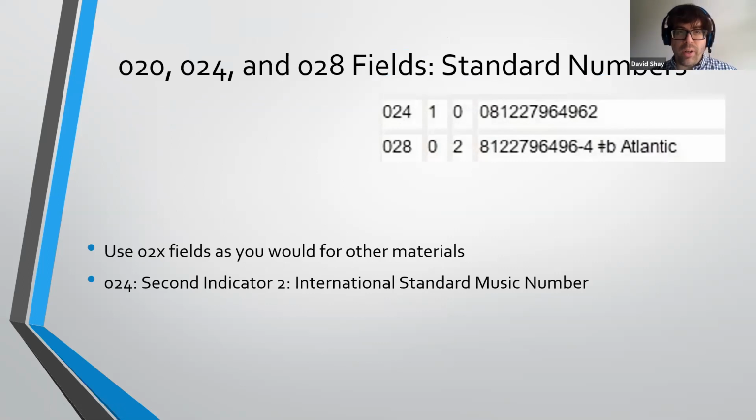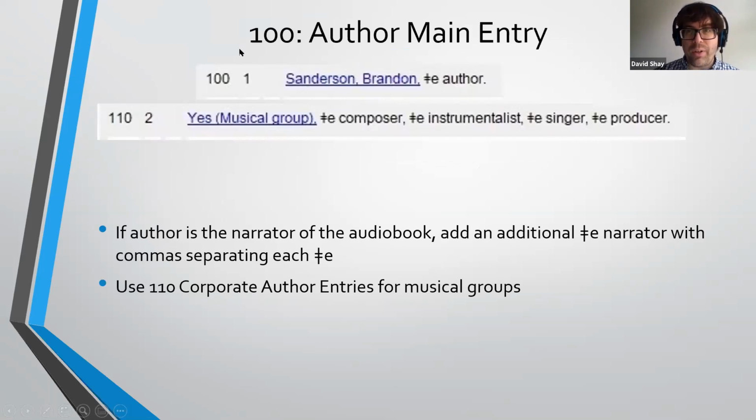024. Again, your 02X fields, just like any other kind of object, if you have a standard number. So here in the second one, we've got international standard music numbers as your second indicator. Author main entry.